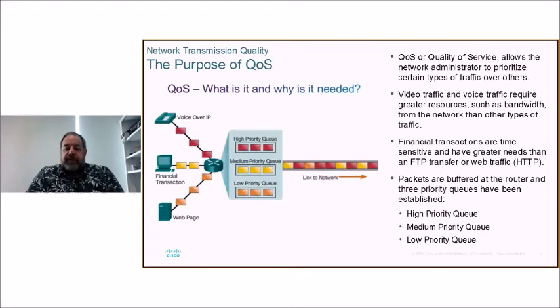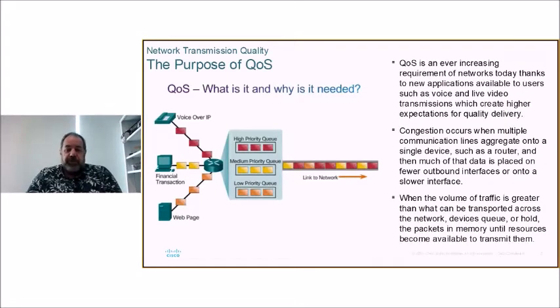Packets are buffered at the router and 3 priority queues have been established in the diagram. So there's a high priority queue, a medium queue and a low priority queue. Basically what happens is it's not taking turns. With a high priority queue, if there's a packet in there, it will be sent as soon as it can. When the high priority queue is empty, then it will start transmitting from the medium priority queue. And then if both the high and medium priority queues are empty, then it will start transmitting from the low priority queue. And that's basically how most of these queuing systems work.